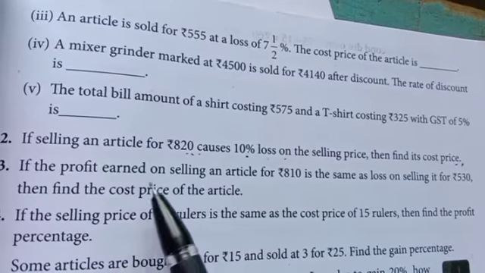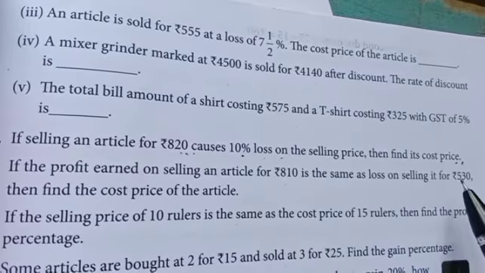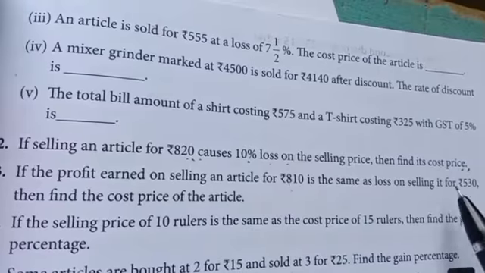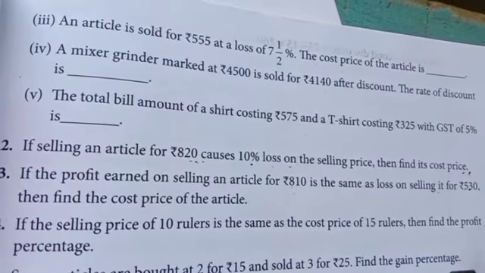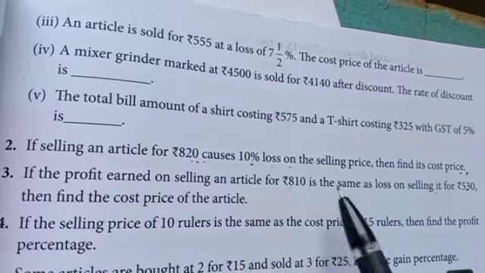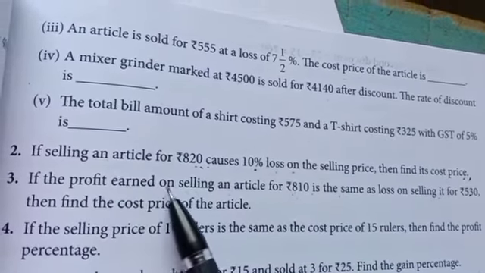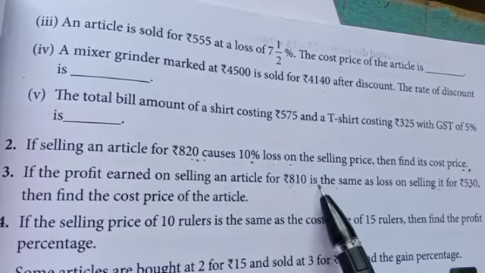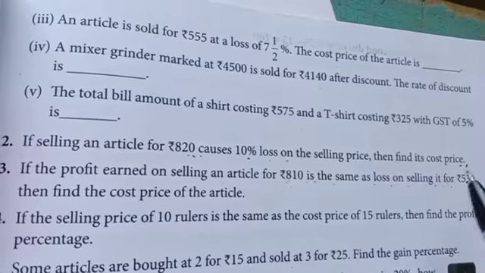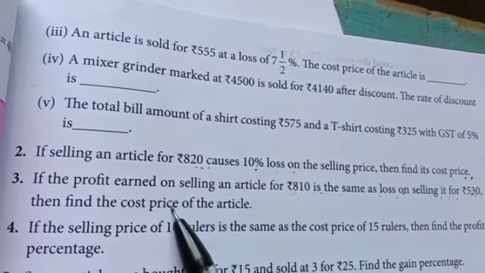Here only one clue is given, that is SP. Here there are both SPs: SP 810 and SP 530. But what is mentioned is that these two are the same. The profit earned on selling an article for rupees 810 is the same as the loss on selling it for rupees 530. Using this condition, we have to solve for CP.